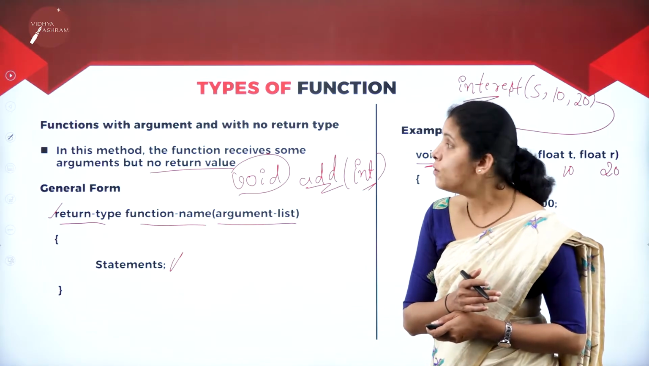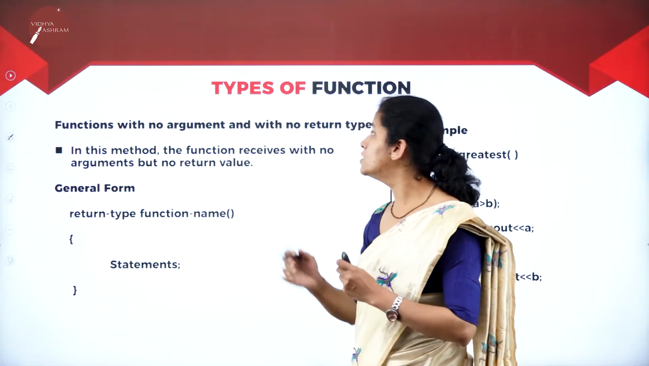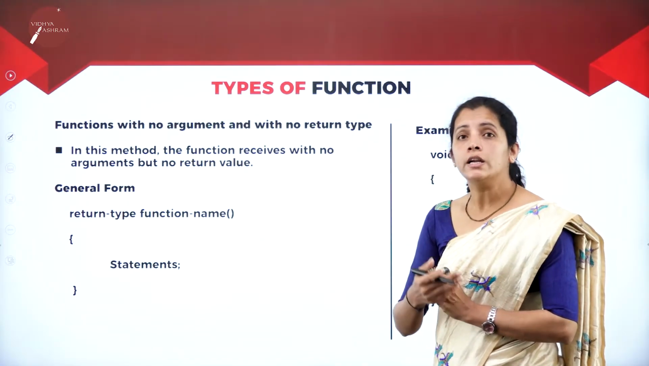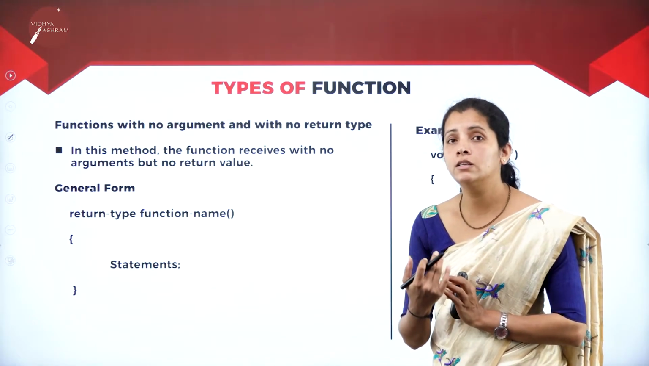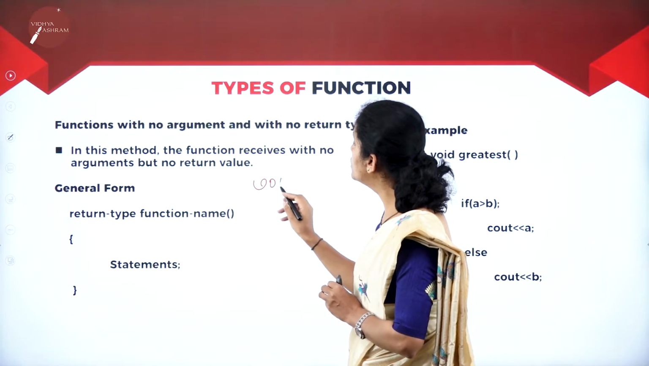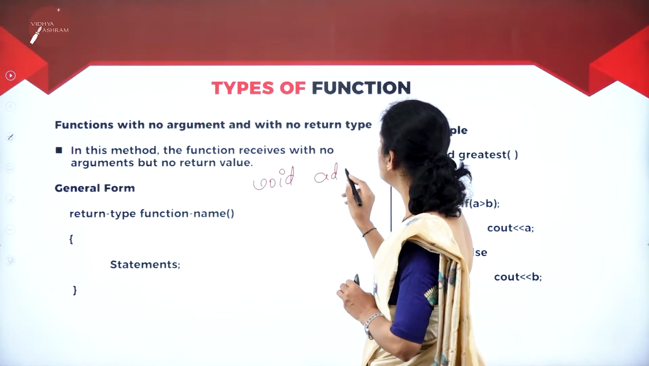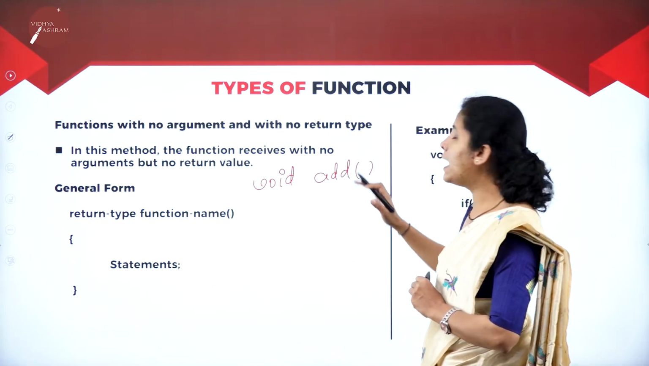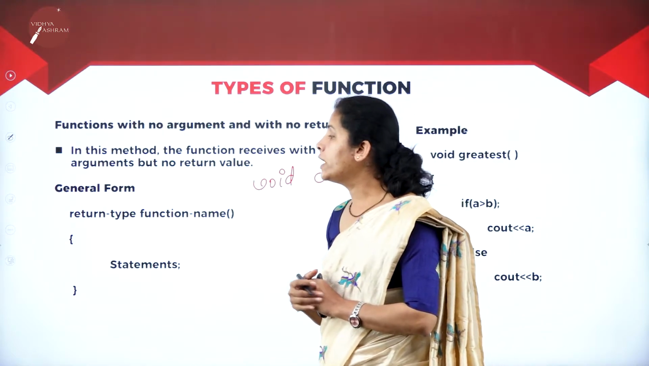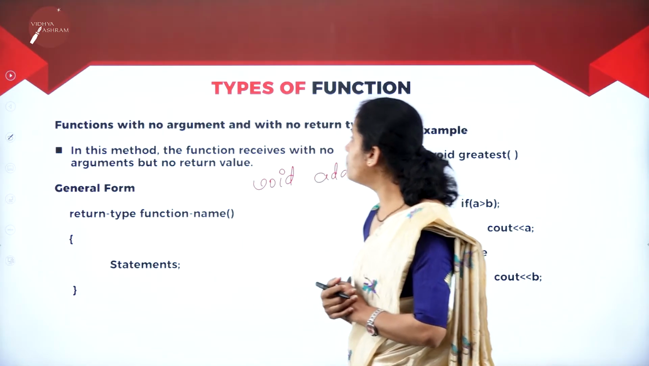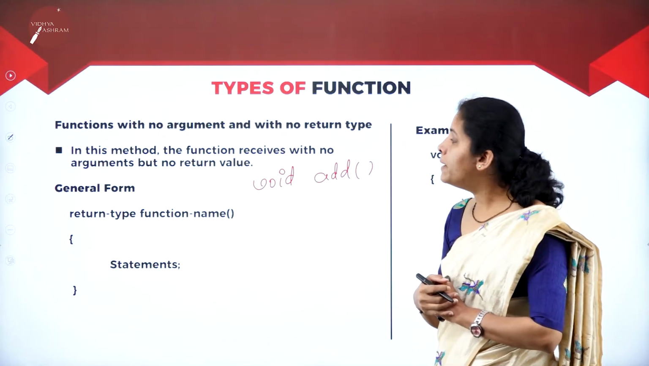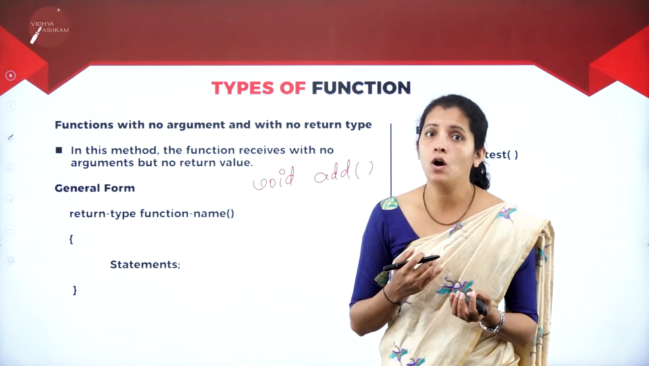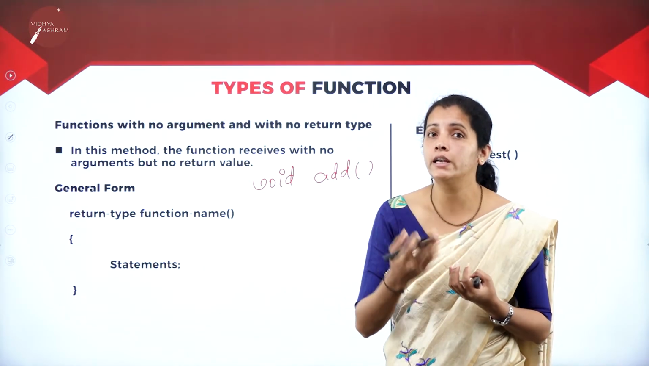Now moving on to the fourth type of function, that is function with no argument and no return type. That means this kind of function is not able to receive arguments and not able to return a value. So for example, first I'm going to write the void keyword, then the function name and opening and closing parentheses. This indicates that it does not return any value and it does not receive any value or any arguments. In this method, the function receives no arguments and has no return value. That means this kind of function is not able to receive any argument or values and it does not return any value.